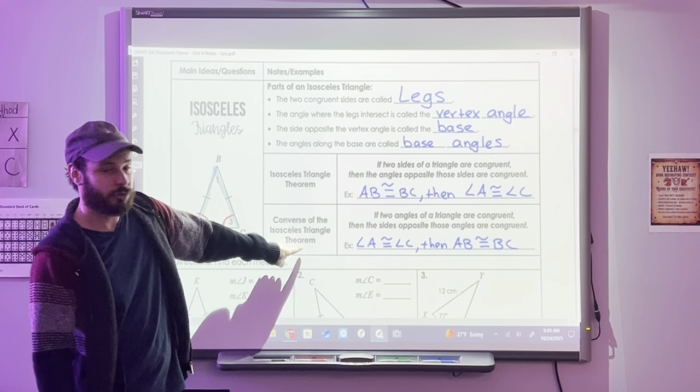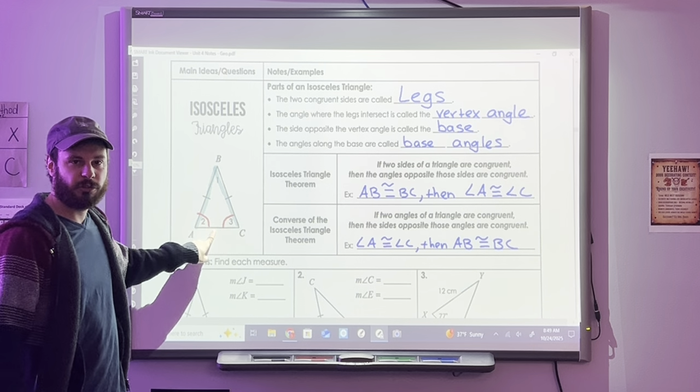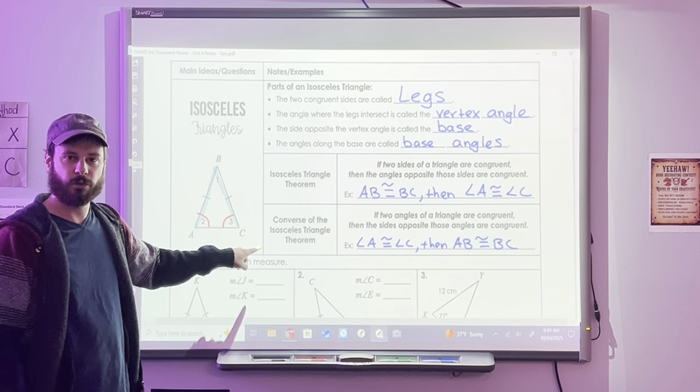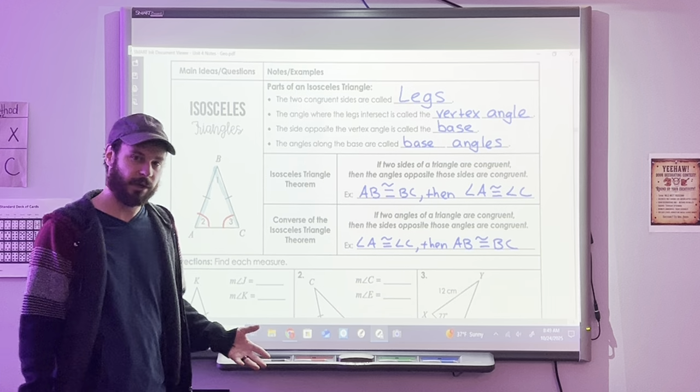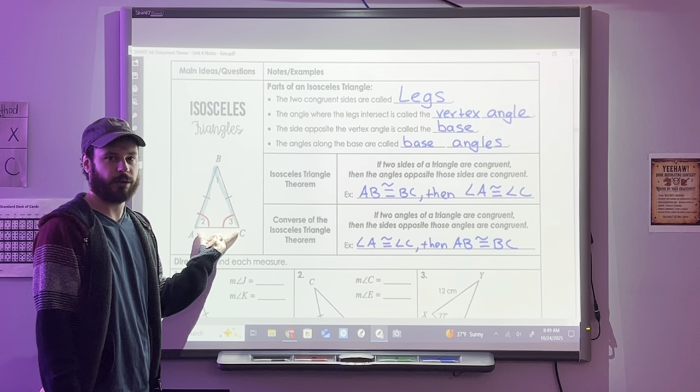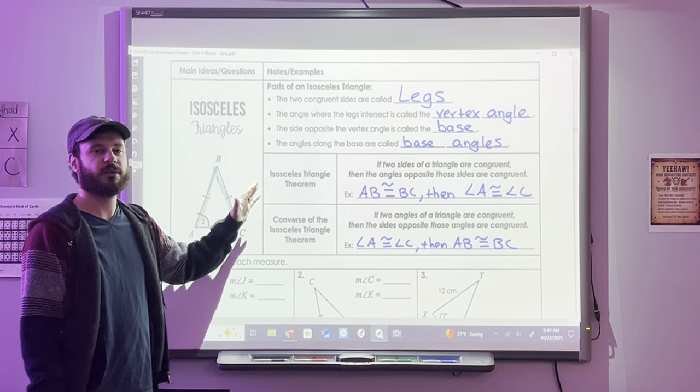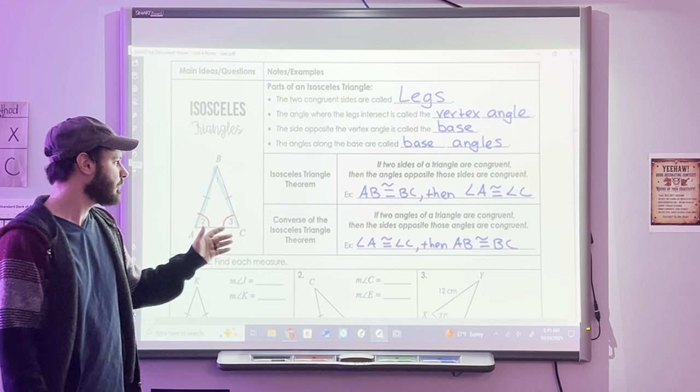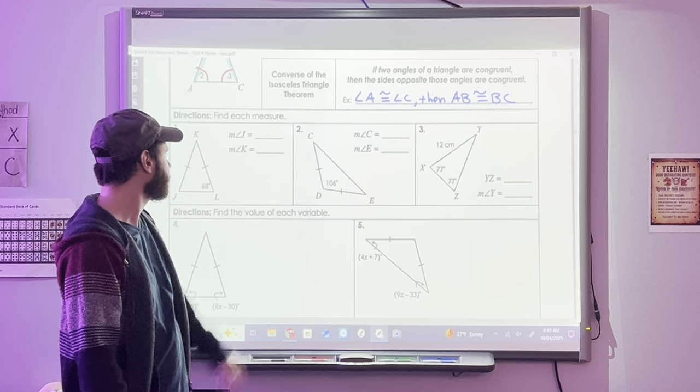The opposite of that is true. If my angles in the bottom are congruent, then my sides have to be congruent as well. They have to be, okay? So I need to have two matching base angles and two matching sides in every isosceles triangle for the rest of the world.